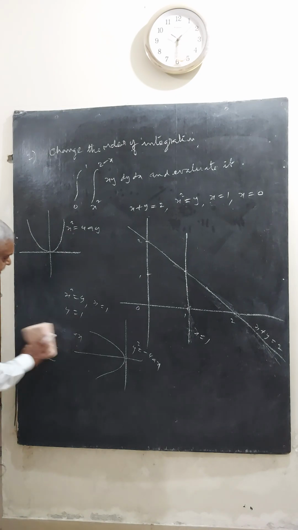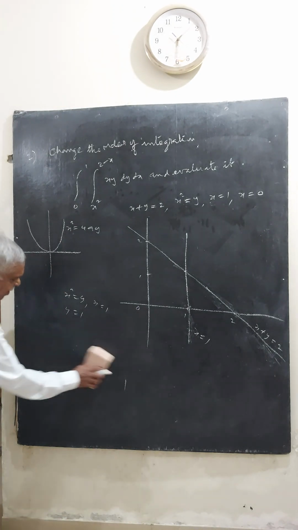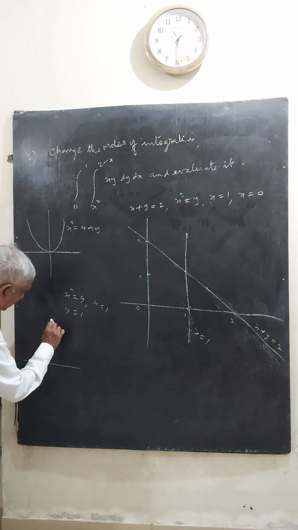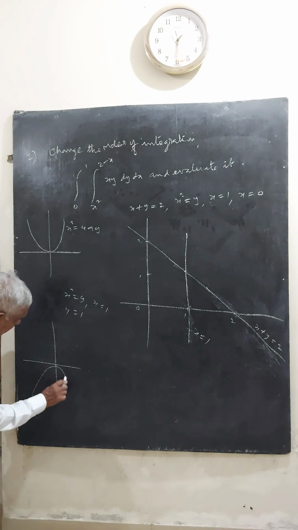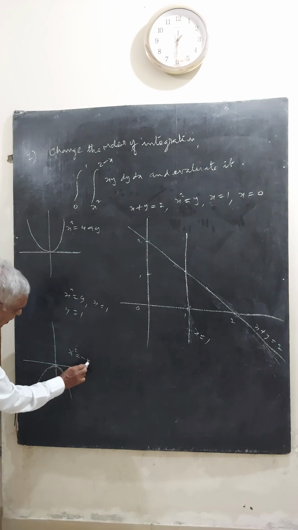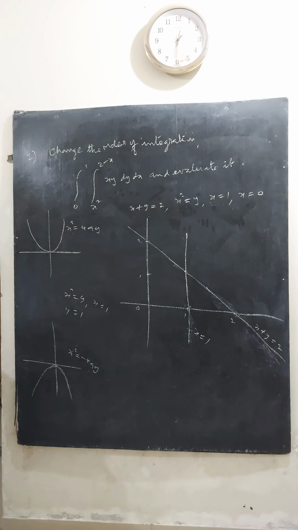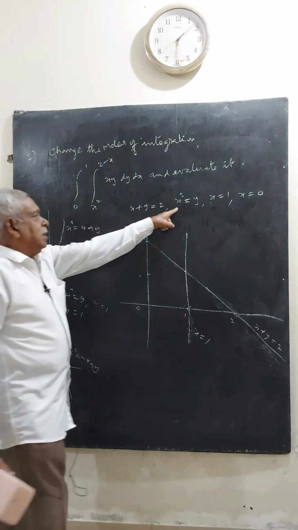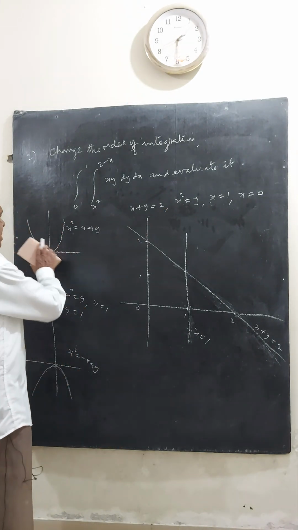One more parabola is there, we may use it in later sums. This is passing through the origin, x squared equal to minus 4ay. This is lower open, this is upper open. Therefore, this is the required parabola. This is the shape of the parabola.